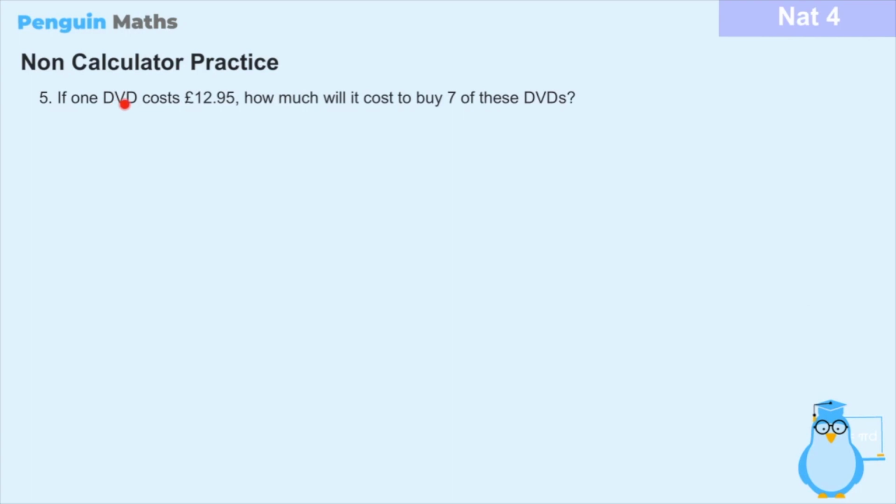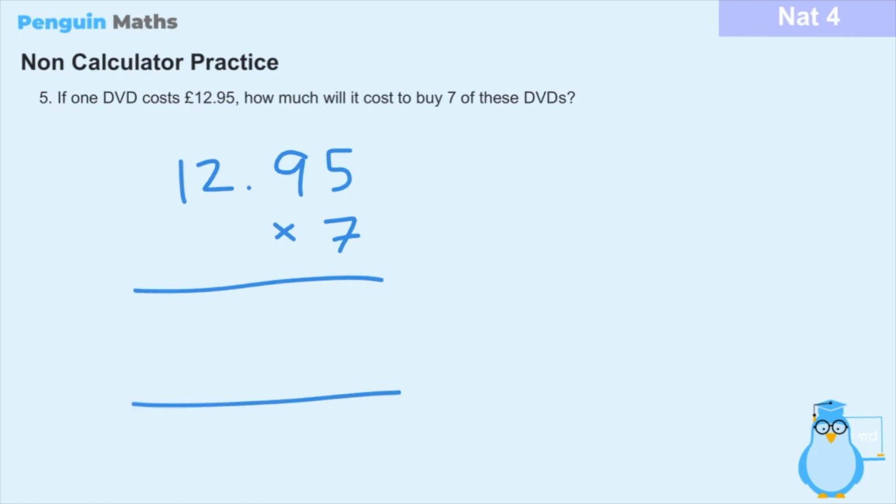We are told that if one DVD costs £12.95, then how much will it cost to buy 7 of these DVDs? Well, if we know one costs £12.95 and we want to figure out 7, that's just a case of saying £12.95 multiplied by 7. So just again, it's just using our knowledge of times tables in order to solve this problem.